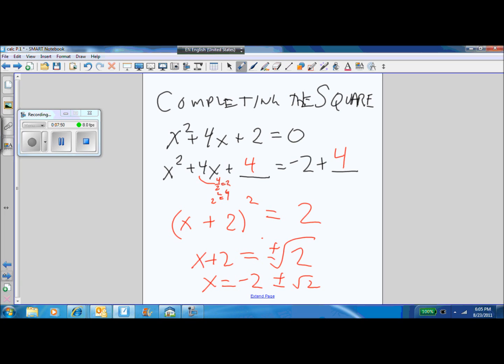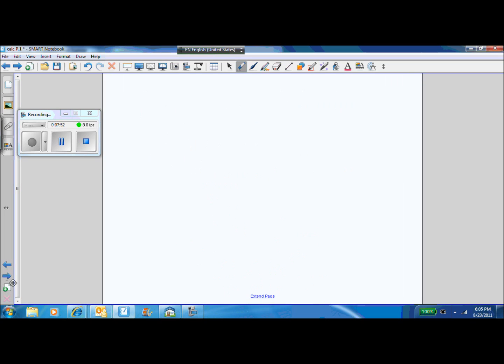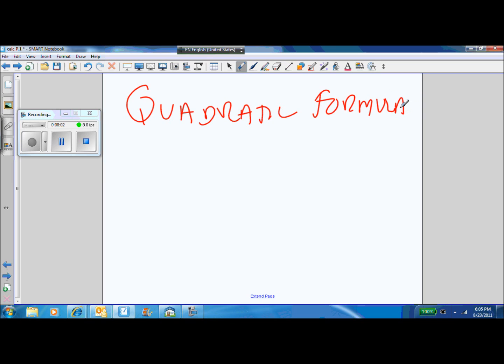Now our last technique then is the quadratic formula for how you solve a quadratic. And again, let me pop another page here. Quadratic formula. I'm sure you all remember it. If you have ax squared plus bx plus c equals 0.